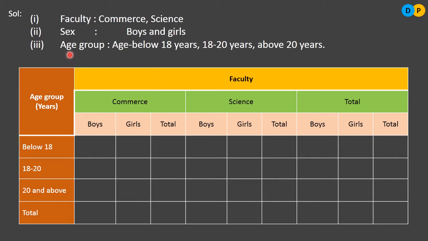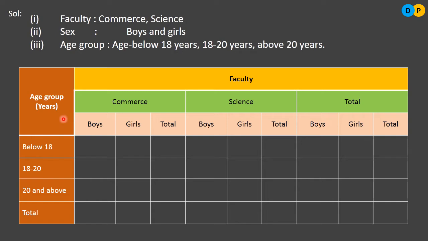Since the age group has three categories: below 18 years, 18 to 20 years, and 20 years and above, it would be easy for us to consider them in rows. In case we consider these age groups in columns, then we have to go with three columns. It will be difficult, so better we consider them in rows. That's why here the age groups are considered in rows. So the row headings are below 18, 18 to 20 years, and 20 and above years. I have considered the age group, the third characteristic, in rows.